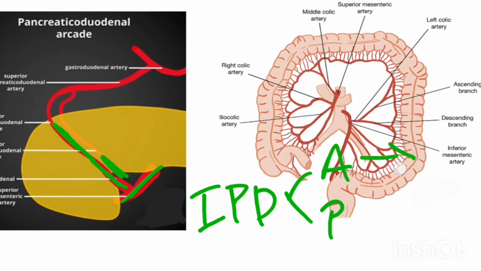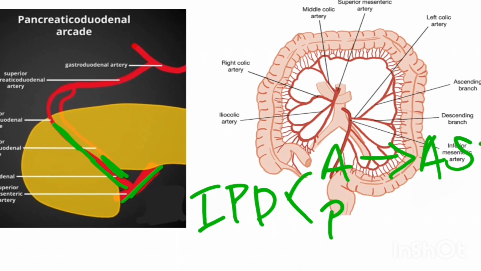So this anterior gets anastomosis with the anterior superior pancreatico-duodenal artery, whereas this posterior gets anastomosis with the posterior superior pancreatico-duodenal artery. Okay, so the superior pancreatico-duodenal artery is a branch of the gastroduodenal artery, which we have seen in the celiac trunk. So these are about the first branch of the superior mesenteric artery.